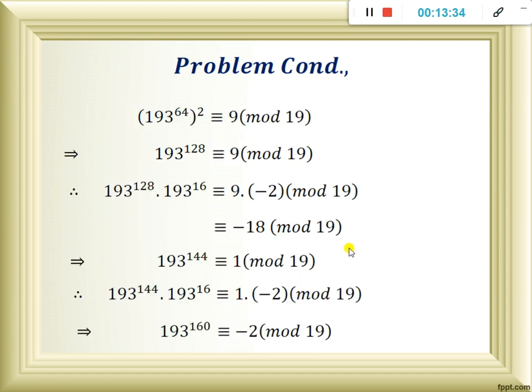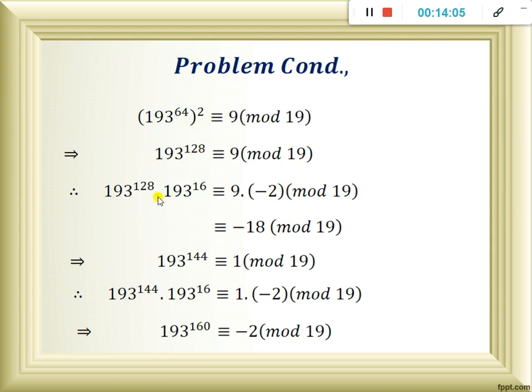One more thing you can't forget: at any cost, in the final answer you won't get any negative value as the remainder. Even though you are getting negative, you have to convert into positive, because in division there is no chance of getting a negative remainder, right? So just square this, 193 power 64 whole square, remainder becomes 9. This is nothing but 193 power 128.